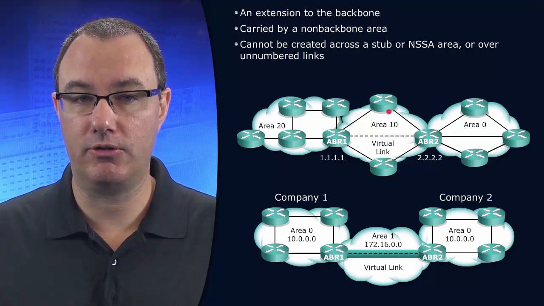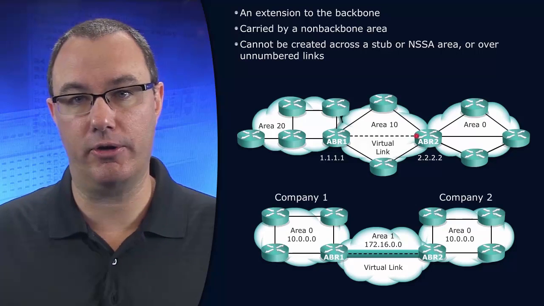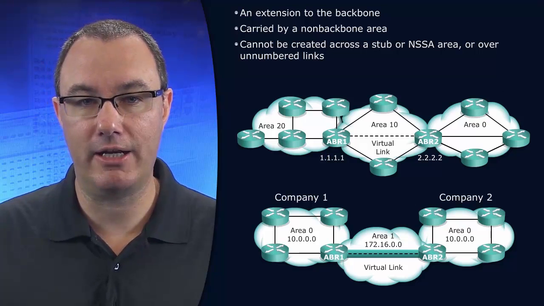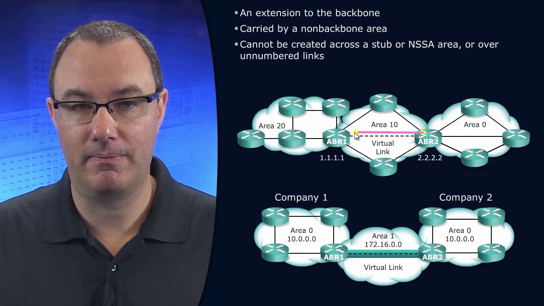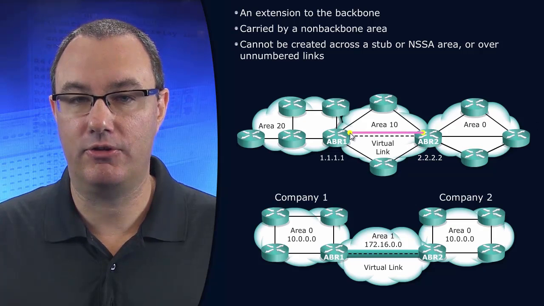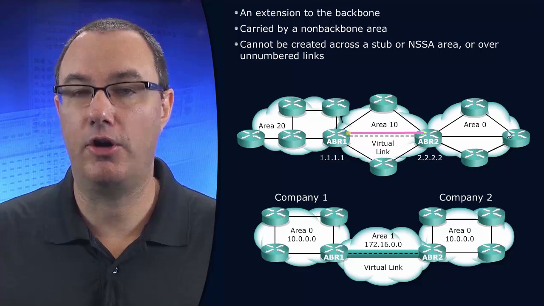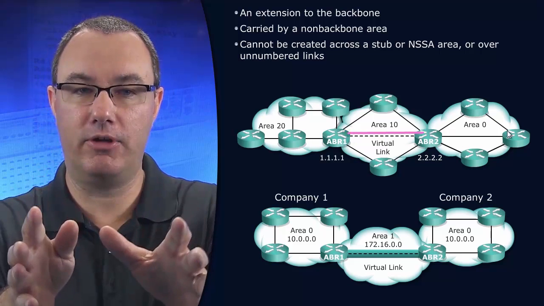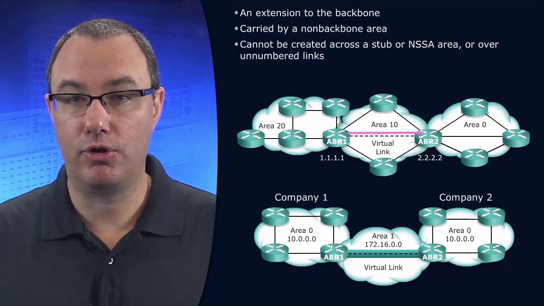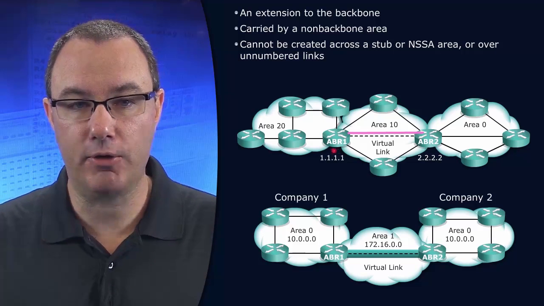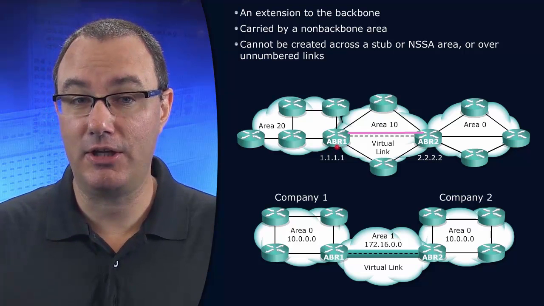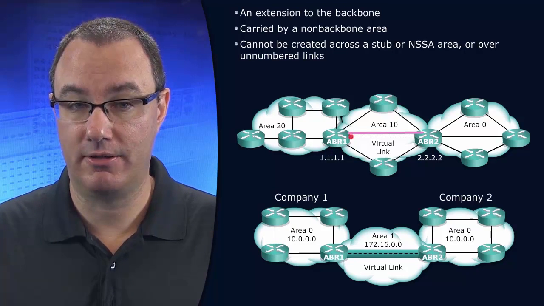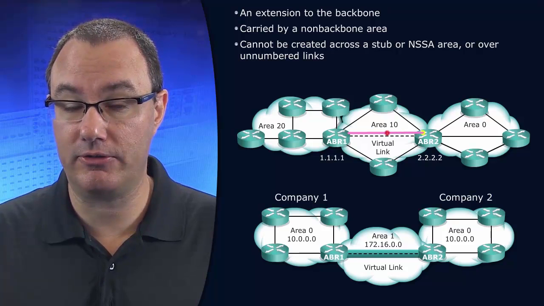And what we're doing is we're stretching Area 0. That is, in fact, the way to think of it. Let's say this line that I'm drawing is Area 0. That is the tunnel. We're building that out. And now, if you look closely, this area border router has connectivity through its virtual link to Area 0, because the virtual link is Area 0.